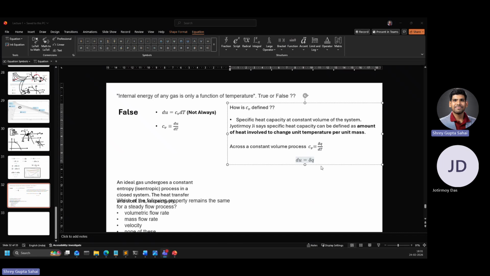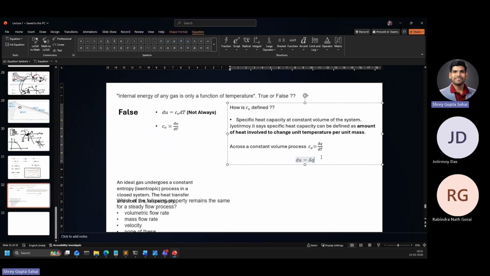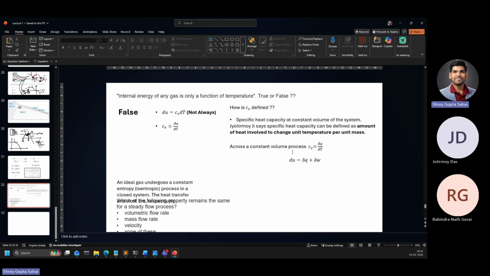So basically, when I write this, I'll tell you how I remember it. What is my understanding when I write this? I'm essentially saying that there are only two ways of enhancing or increasing the energy of the system. Either you add heat into it.